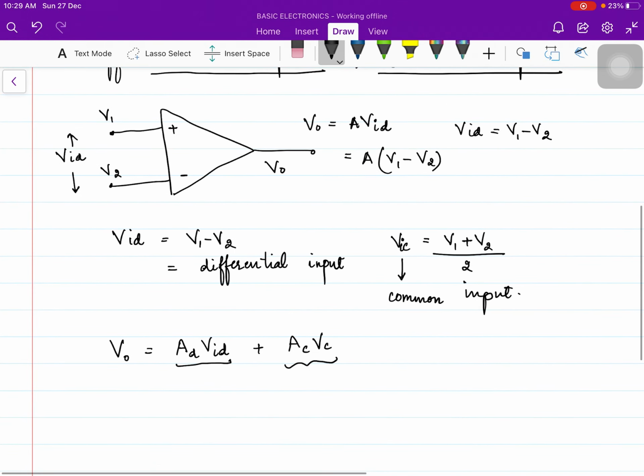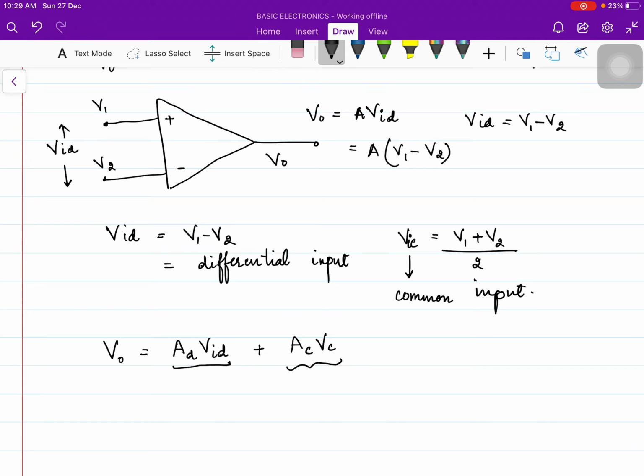So I hope you all have understood this concept that the total output will be some gain multiplied by the differential input and the common mode input. When we are multiplying with differential input, we are taking it as differential gain. When we are multiplying it with the common mode input, then we are taking it as common mode gain. So let me write down each and every parameter very clearly.